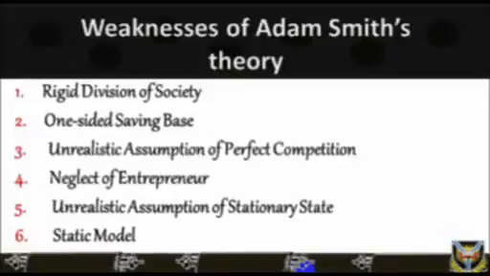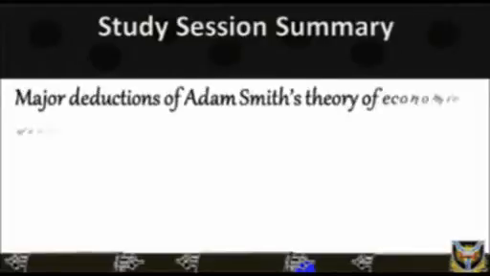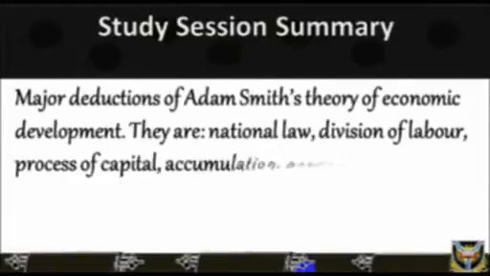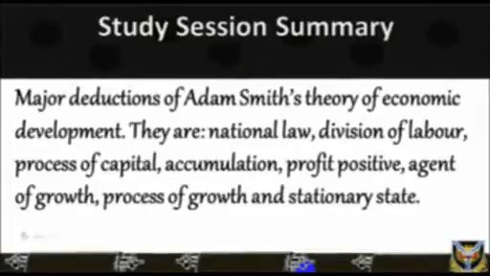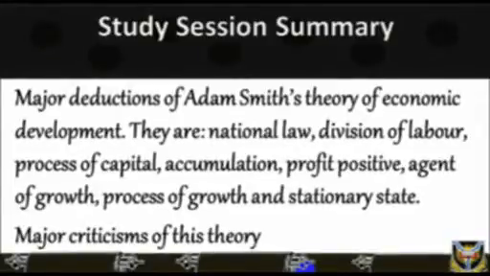Study session summary. You have learnt about major deductions of Adam Smith's theory of economic development. They are natural law, division of labor, process of capital accumulation, profit as agent of growth, process of growth and stationary state. Also, major criticisms of this theory were learnt.